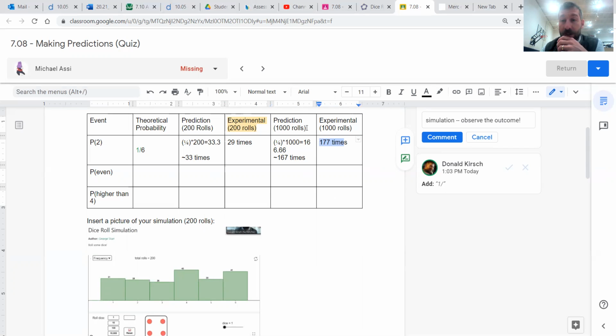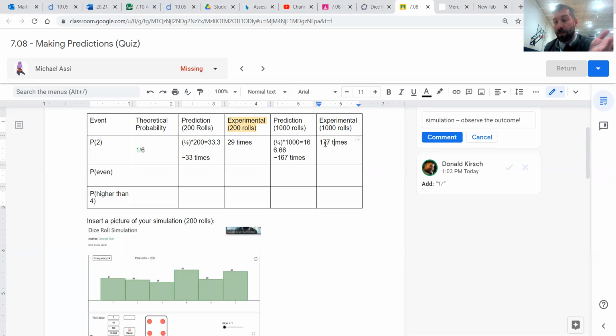So once again, my prediction was fairly accurate. If we do this over and over again, we're going to get different numbers on our experimental. Obviously, this is going to change. And we should see that our predicted versus experimental values should be around the same.